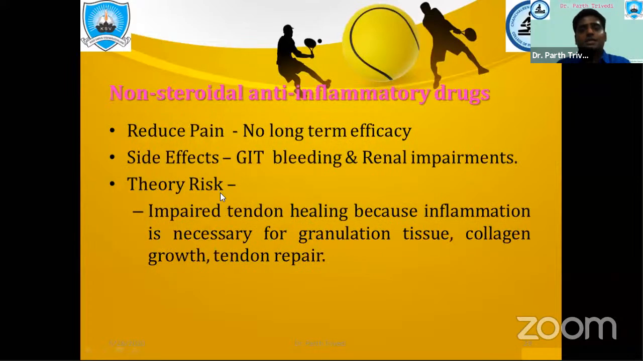Okay. Yes. Non-steroidal anti-inflammatory drugs. Definitely, they reduce the inflammation. They cause a reduction in the pain. But studies say that there is no long-term efficacy. So once you are treated with NSAIDs, there are chances of recurrence. And there are always side effects of gastrointestinal bleeding, GI complications, and renal impairments. And at a point, tendon healing is at risk because of inflammation. Because of inflammation, there is no granulation tissue formation, collagen fibers are restricted, and tendon repair is restricted. So again, that tendinosis cycle which we have discussed, we cannot break. So long-term efficacy of NSAIDs is not seen.